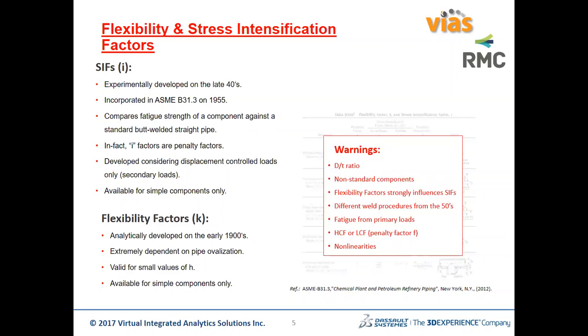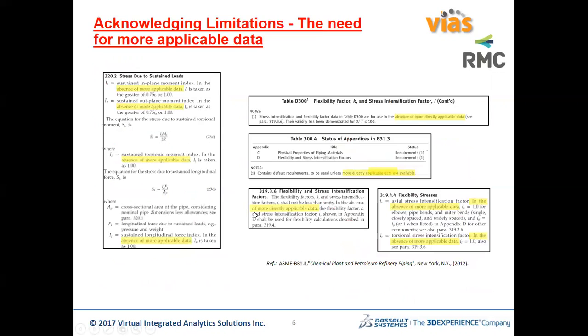It accounts for fatigue only for primary loads. And of course, it doesn't account for material nonlinearities and geometric nonlinearities in the sense of a finite element analysis that we are used to doing today. These limitations are acknowledged pretty much everywhere in codes such as B31.3. As you can see here, there are several places where you can see that those values need to be used in the absence of more directly applicable data.